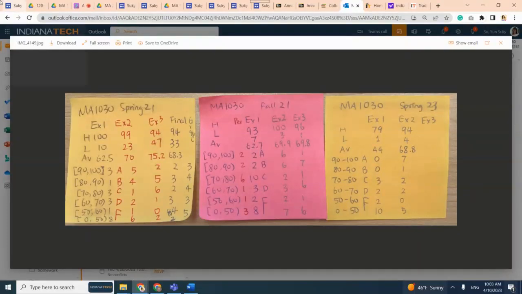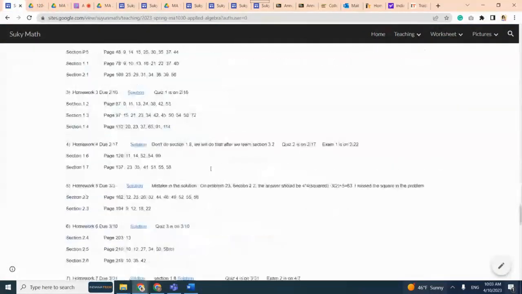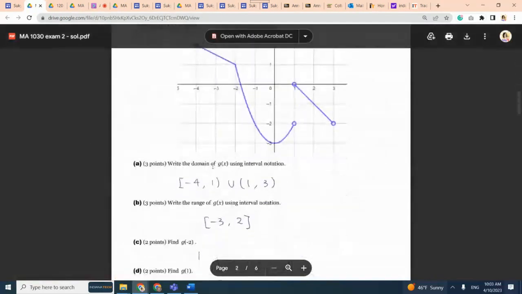Okay, so let's continue. By the way, on our course website, if you go to the bottom, you see the exam 2 solution. You click that, and then you can see the solution.